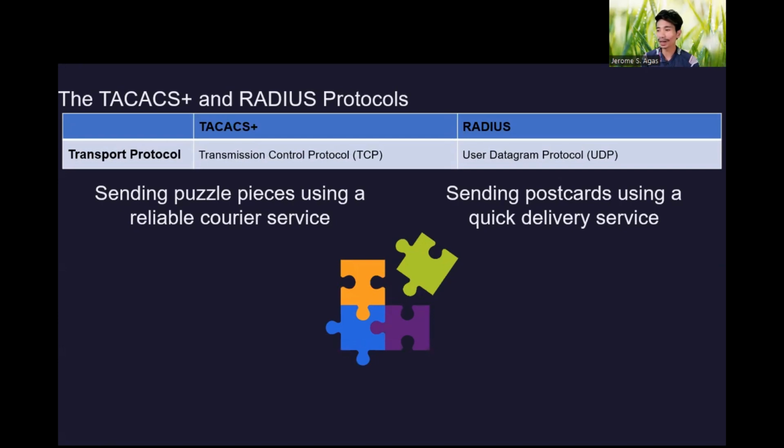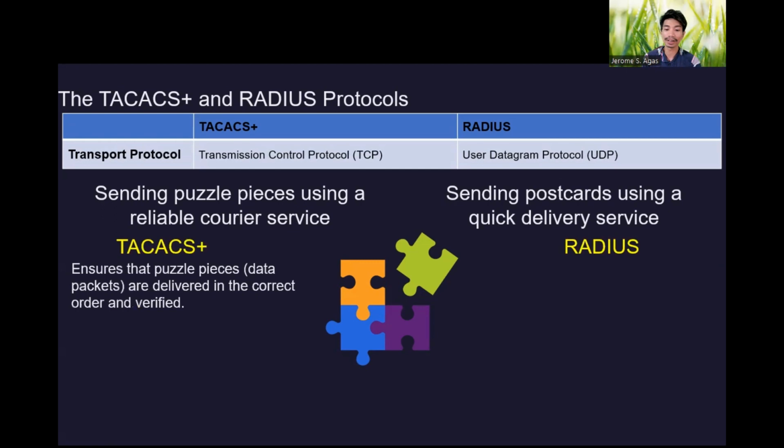is just like a puzzle park, not branded. Yeah, that's what I understand of the delivery service. So in TACACS, of course, it ensures the puzzle pieces or the data packets are delivered in the correct order and verified. And RADIUS is faster but doesn't guarantee that all pieces arrive in order without errors. So mostly they have errors.